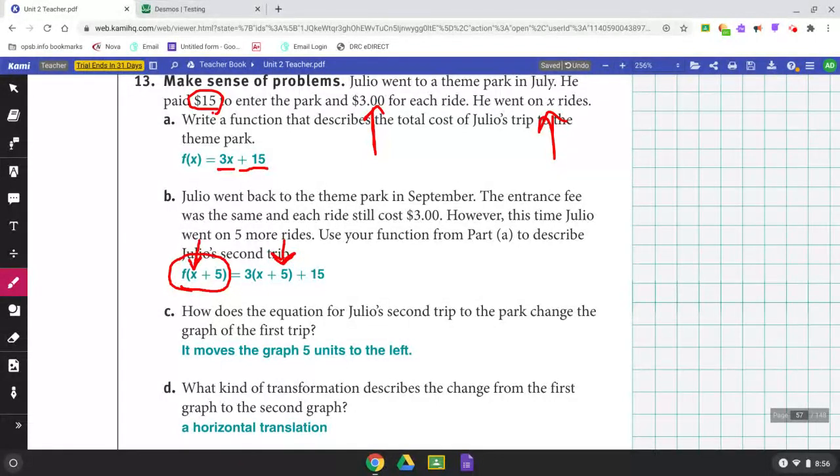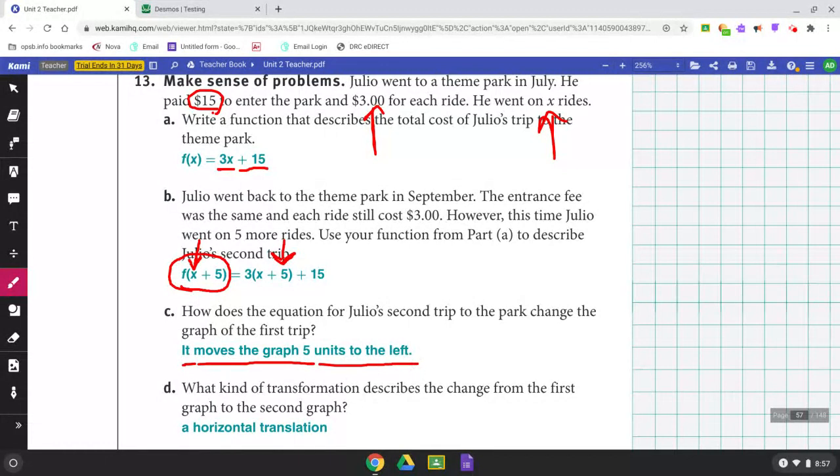So if we're adding 5 inside of the function, what direction do you think our graph is going to move? How does the equation for Julio's second trip to the park change the graph of the first trip? If I'm adding inside, that means I'm going to move to the left. It moves the graph 5 units to the left.